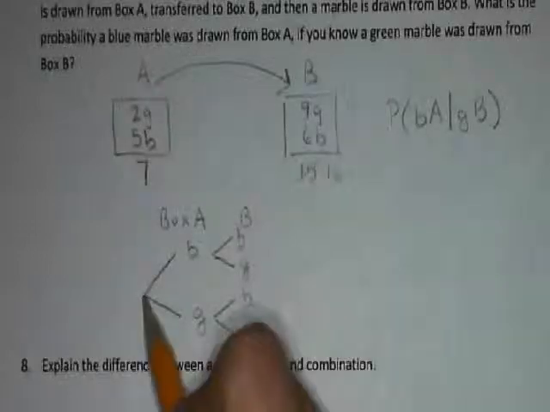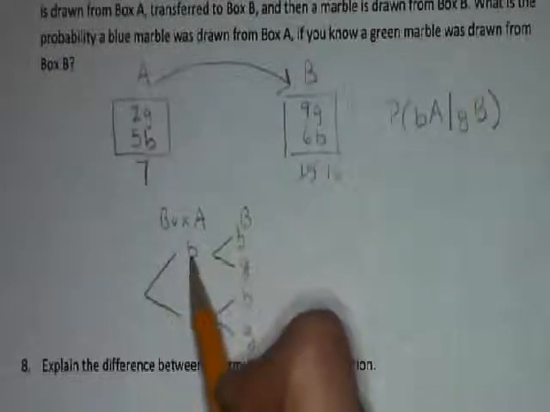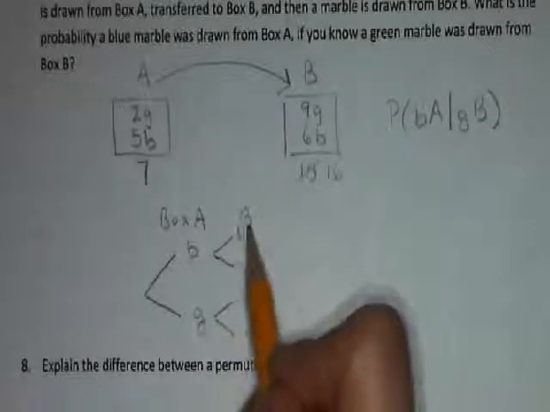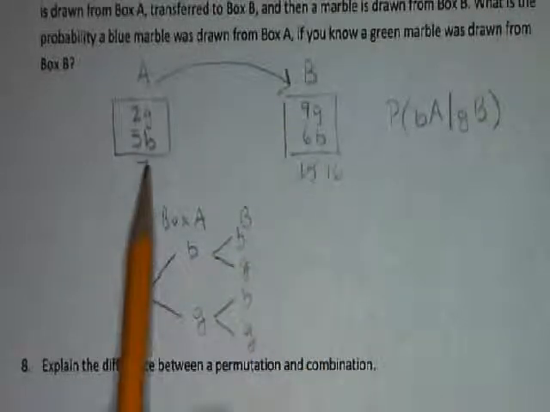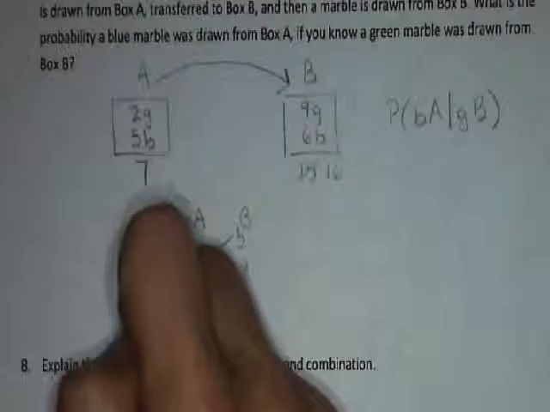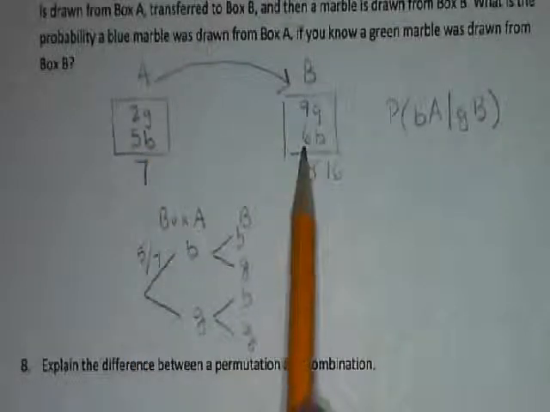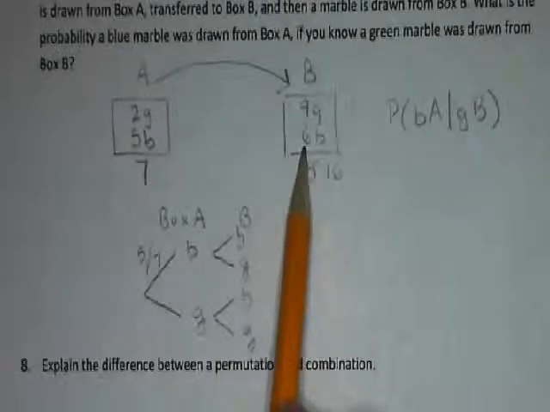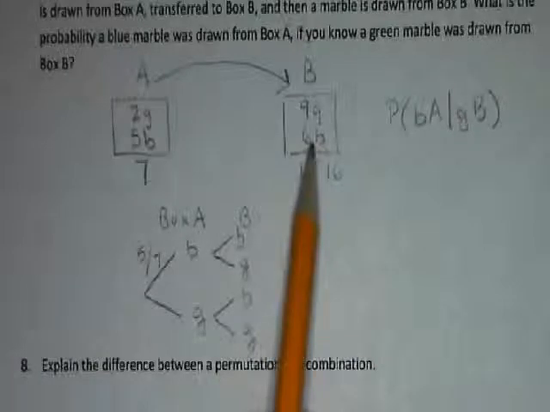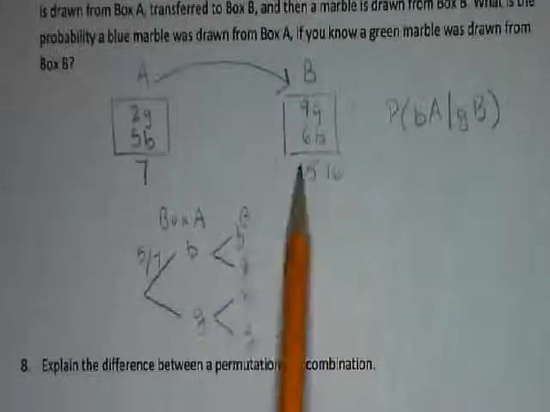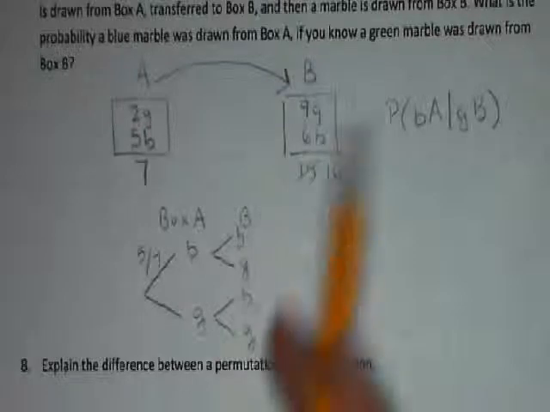So for the first branch of my tree, I want to look at what happens if I draw a blue marble from box A and then a blue marble from box B. So taking a blue marble from box A, since there are 5 blues out of 7, that probability would be 5/7. Now remember, once I take that blue marble from box A, I'm going to put it in box B. So now box B has not 6 blue marbles, but 7 blue marbles. And my new total, remember, is 16. So the probability of getting a blue marble out of this box is 7/16.